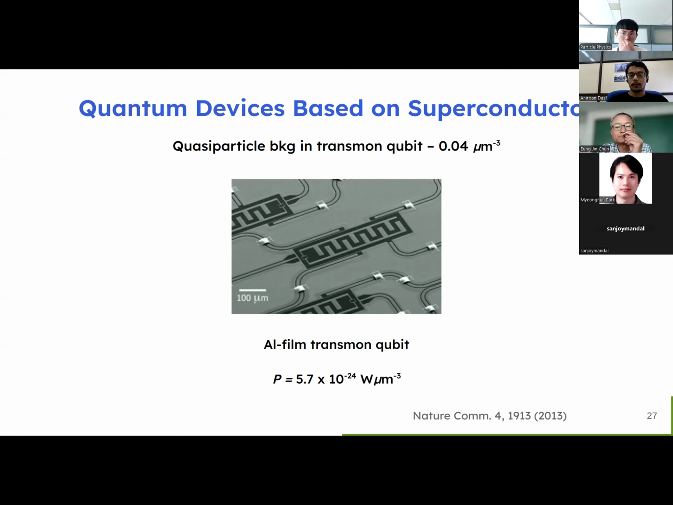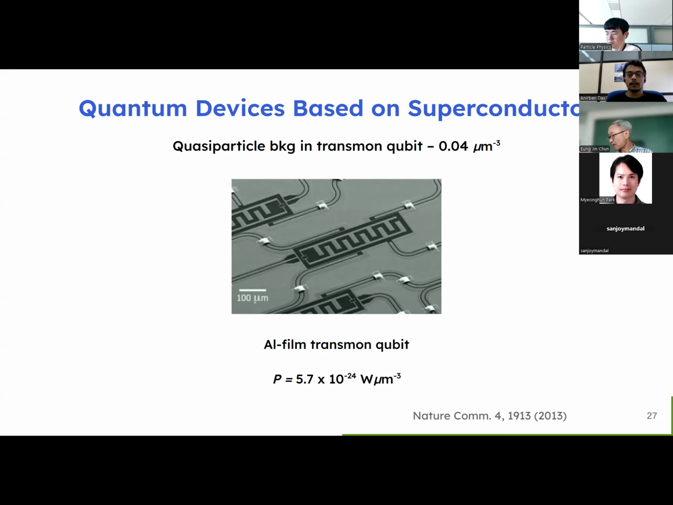So in our paper, we use 3 different experiments. The first one is from this paper. This is not a dark matter paper at all. It's a condensed matter paper where they were trying to devise or fabricate a special type of qubit called a transmon qubit, which is superconductor based.